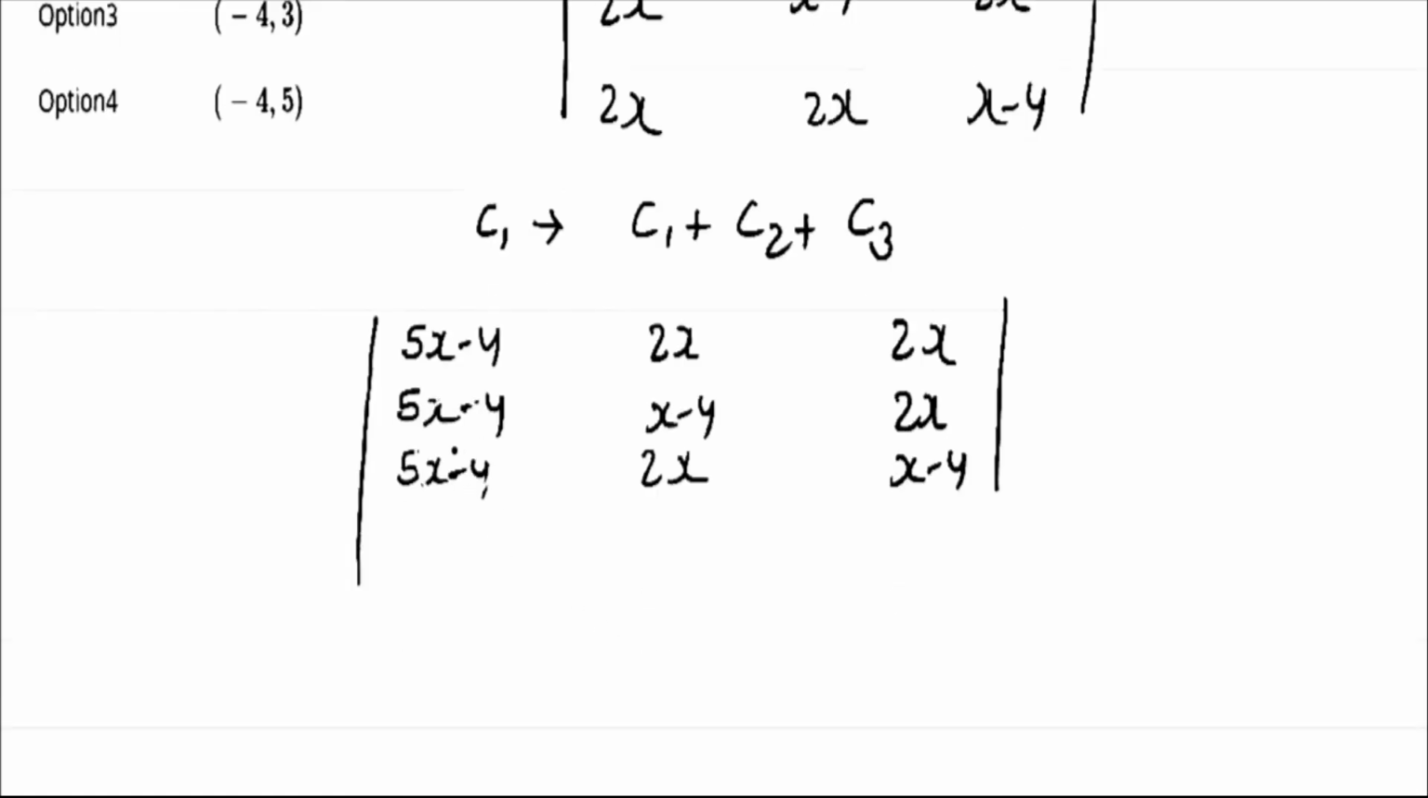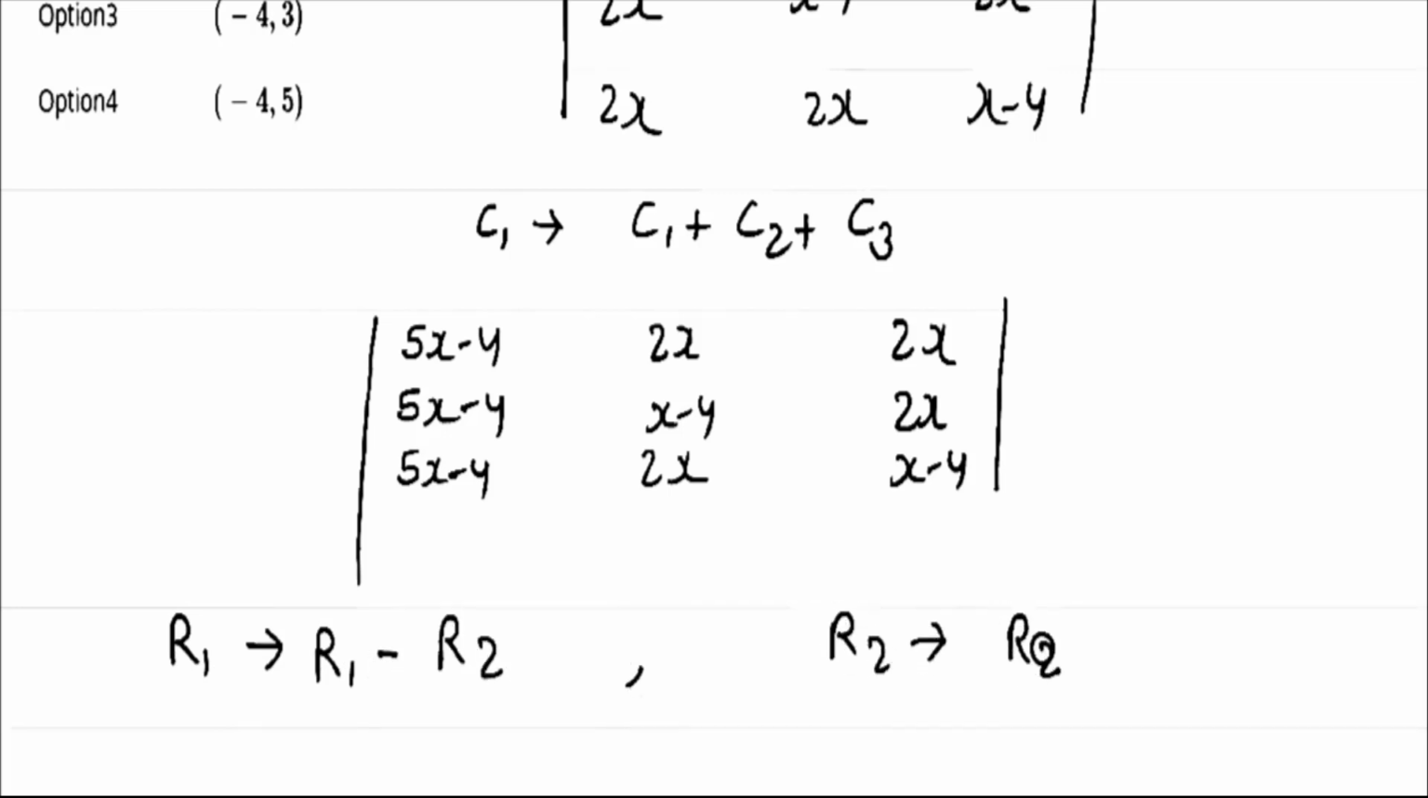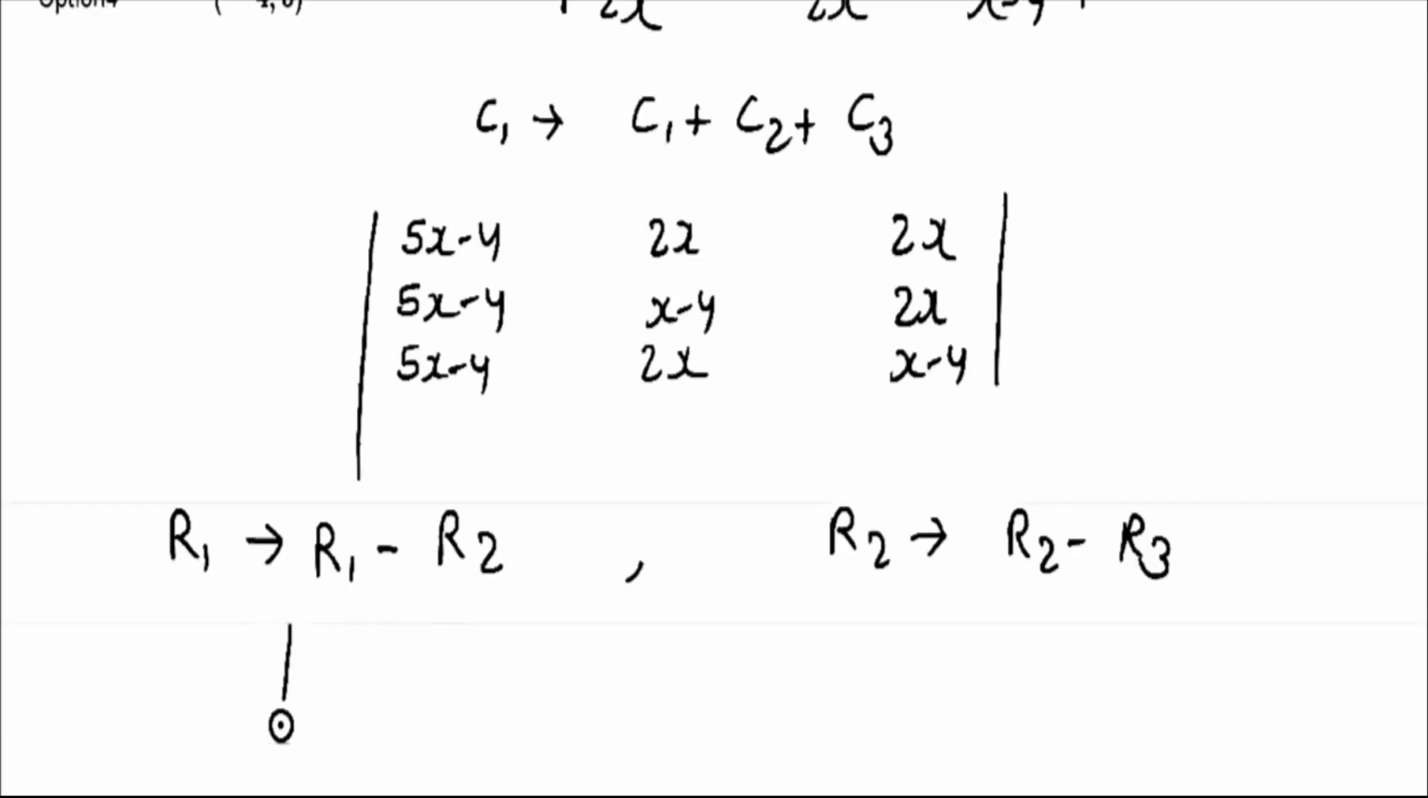So now what can we do? Just apply some more properties of determinant. R1 can be written as R1 minus R2 and R2 can be written as R2 minus R3. So now R1 minus R2: 5x minus 5x cancels out and minus 4 plus 4 also cancels out. So here 0, here 0, and 2x minus x is x, and x minus minus 4 will be x plus 4, and 2x minus 2x is 0.